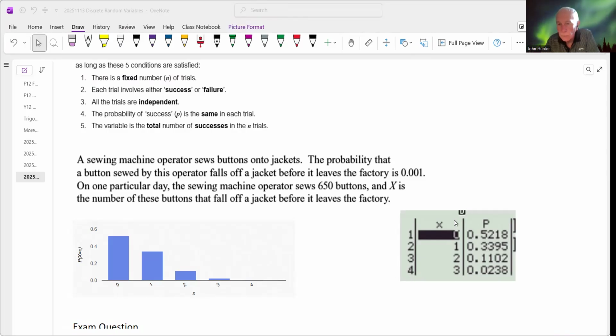Now the other thing is if we want to do the cumulative, so the binomial CD, then if we're looking for the probability that it's less than or equal to 3, same parameters there, 650 trials with a probability of 0.001, then that's the probability of less than or equal to 3. So that's how we can use the calculator.